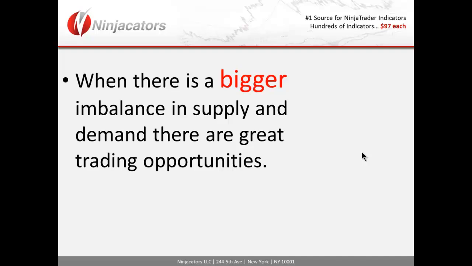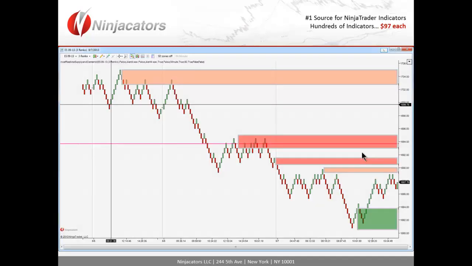That's what this indicator does. It's specifically looking for imbalances in supply and demand and giving us a zone in order to take advantage of that imbalance. Here's an example of a Renko chart.